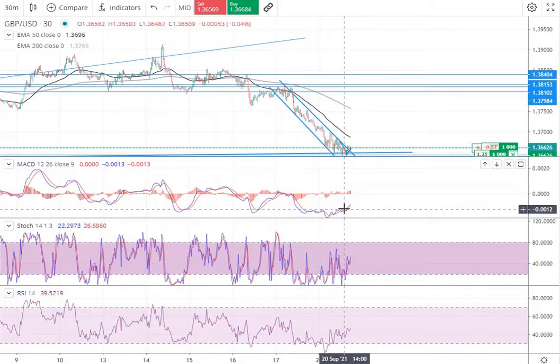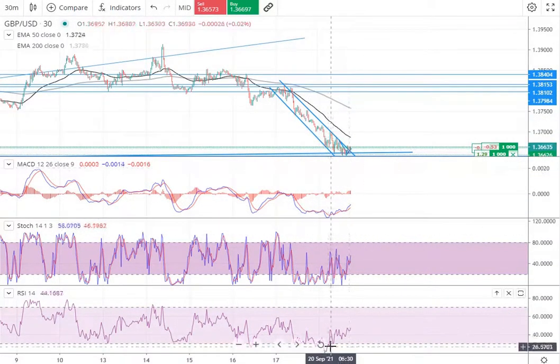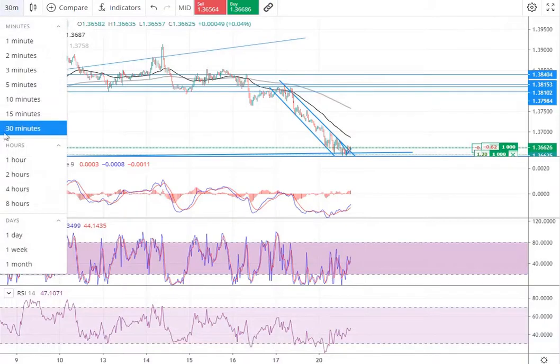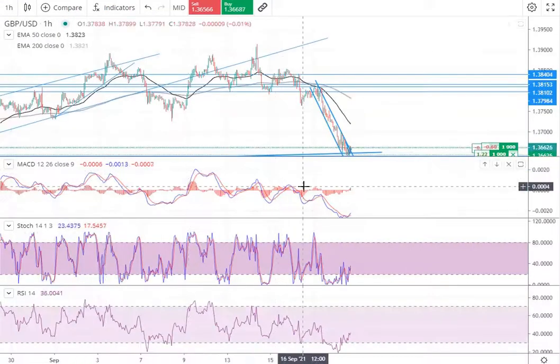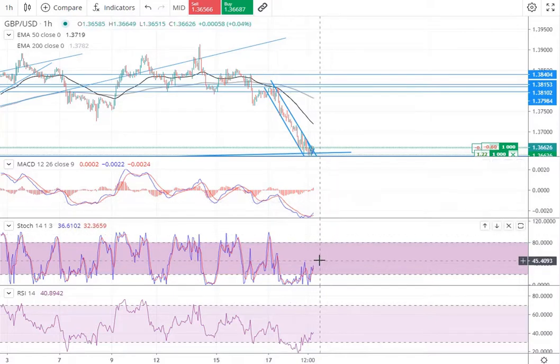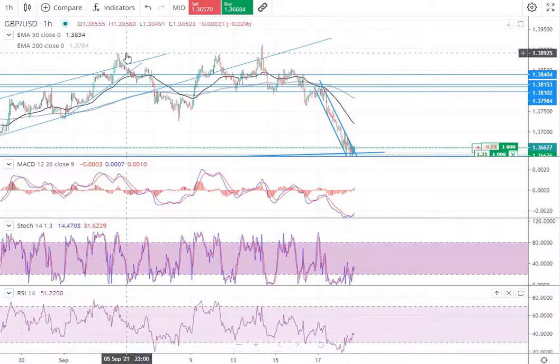We can see the MACD crossed. It was at an overextended state. RSI bottomed out. RSI is still at 47, which shows that it's still technically oversold. We can go to the hour, and same thing. MACD just crossed, which is a bullish indicator. STOCH, stochastic, is at a low, curling up, starting to show support. Same thing with the RSI.